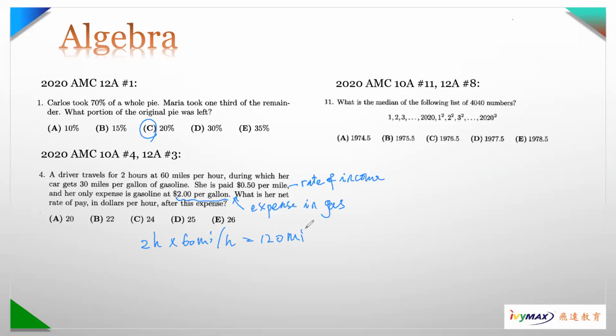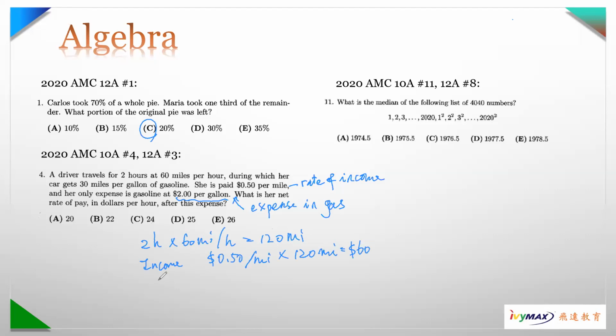And based on that, we can get the income, which should be $0.5 per mile times 120 miles. So that should give you $60. So that is the total income.